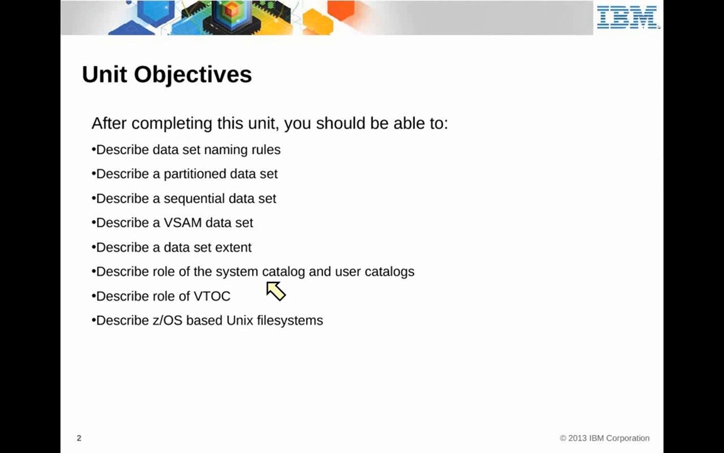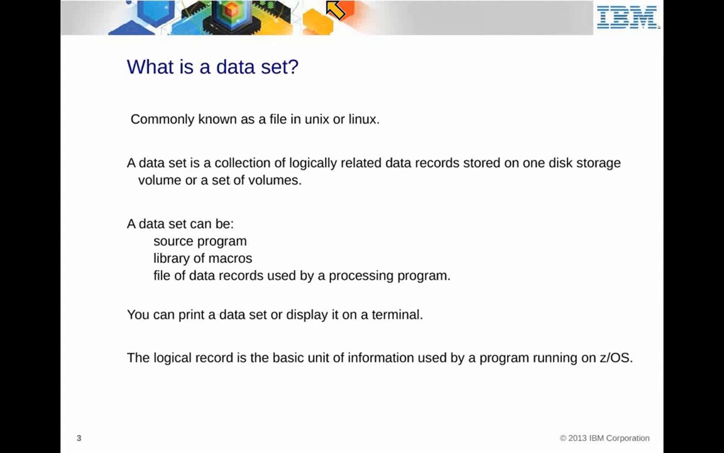I want you to be able to describe the role of something known as a system catalog and the user catalogs. I want you to be able to describe the role of something called a VTOC. And then describe the z/OS-based Unix file systems. How do we do it? By the time we're done with this, you'll have more in-depth knowledge about all of these things. Let me go ahead and get started.